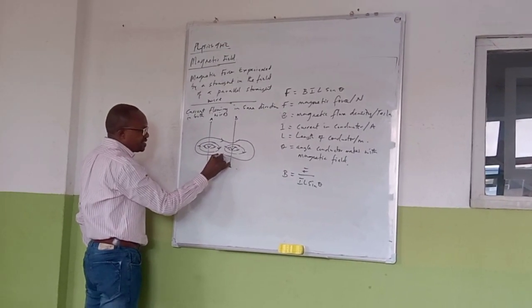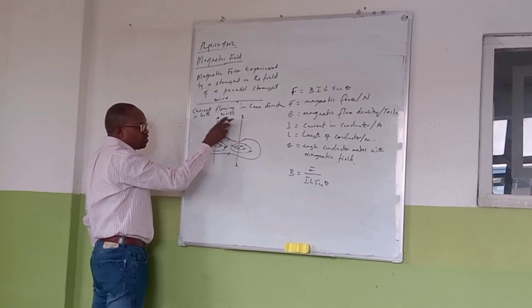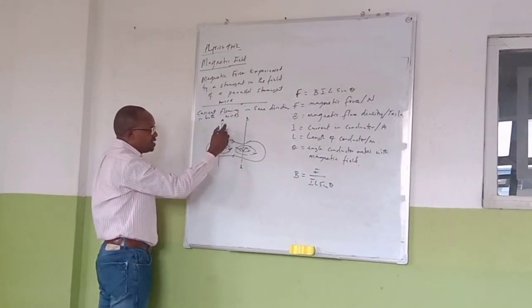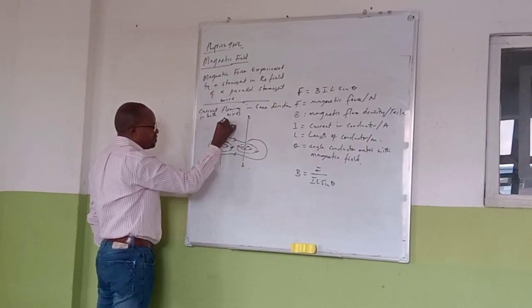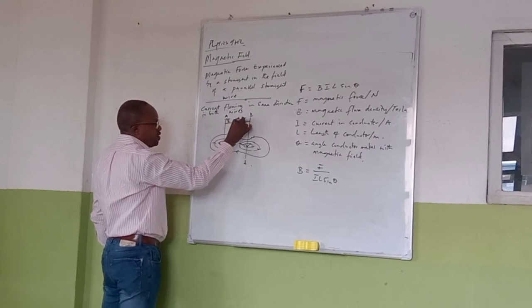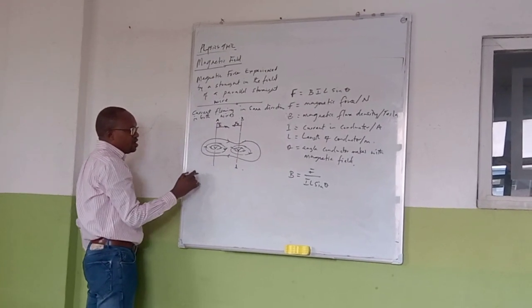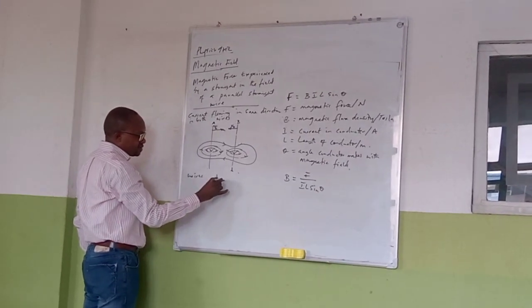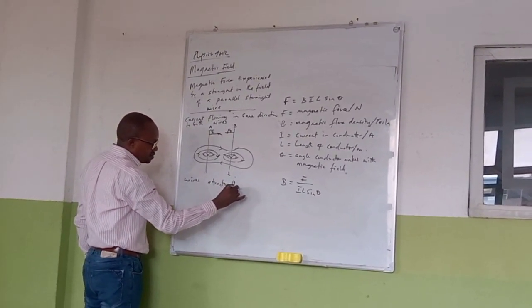So based on that, the magnetic force, both wires will do what to each other? They attract each other. So this is the magnetic force on wire A, and this is the magnetic force on wire B. So the wires attract themselves.